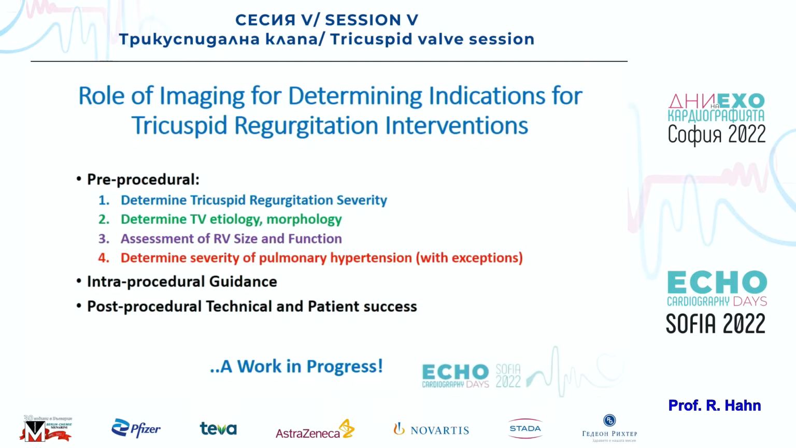So in summary, the role of imaging for determining indications for tricuspid valve interventions includes the pre-procedural determination of tricuspid regurgitation severity, the determination and characterization of tricuspid valve etiology and morphology, an assessment of right ventricular size and function, and the determination of the role of pulmonary hypertension. In addition, we have intraprocedural guidance that is totally dependent on imaging, and post-procedural technical and patient success. This all remains a work in progress as we have 3 randomized trials currently enrolling. Thanks for your attention.